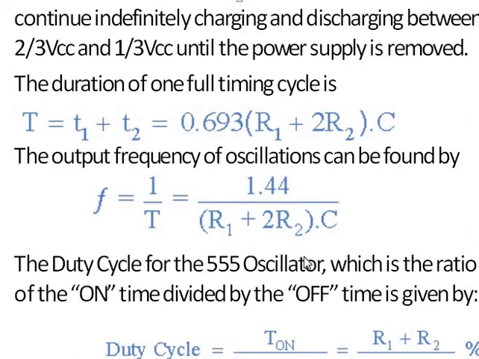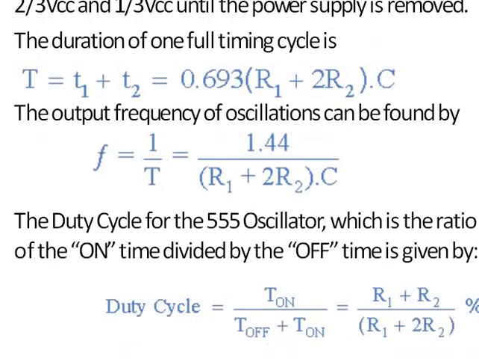And another important factor in the case of this astable multivibrator is its duty cycle. What is the duty cycle? The duty cycle is the ratio of on time divided by the total time period. So duty cycle equals T on upon T on plus T off, which is (R1 plus R2) over (R1 plus 2R2). Normally the duty cycle is represented in percentage, since it has no unit.